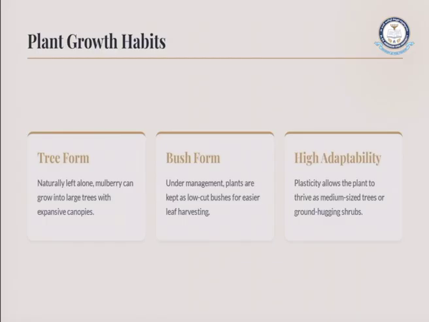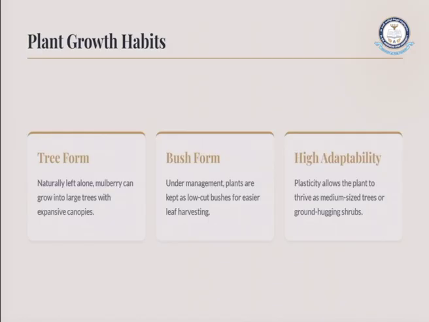Next we have the bushy form. Under management, these plants are kept as low-cut bushes for easier leaf harvesting. As we see, the major part of the mulberry is the leaf, right? As the silkworms will be feeding on the leaf, this bushy form is put under management. That means it has been cut short under restricted conditions, because of easy leaf harvesting.